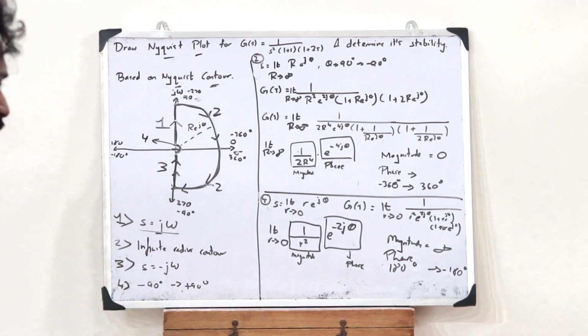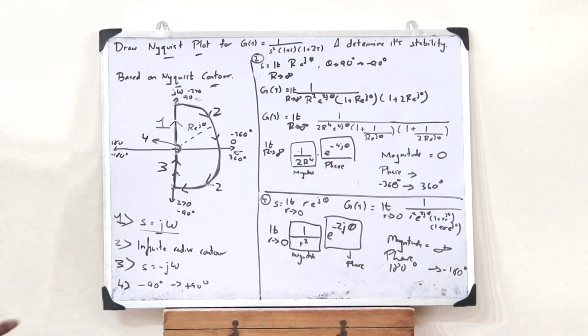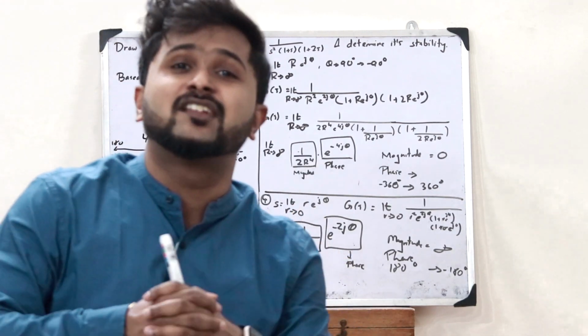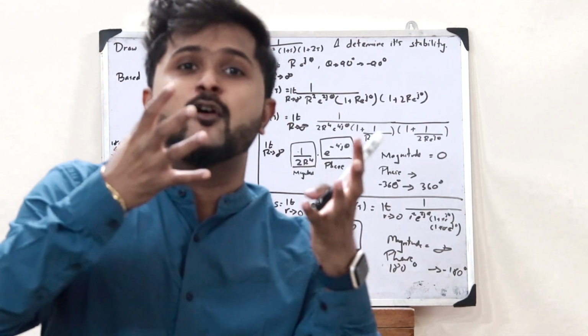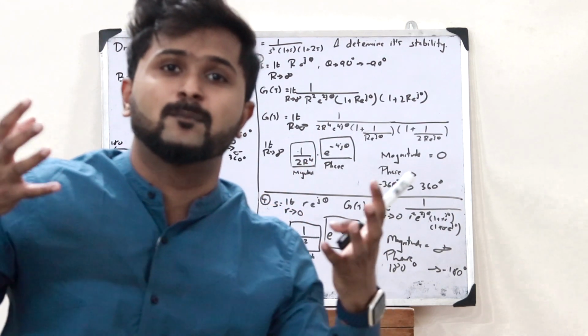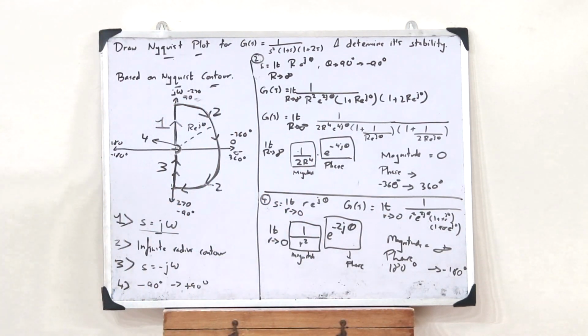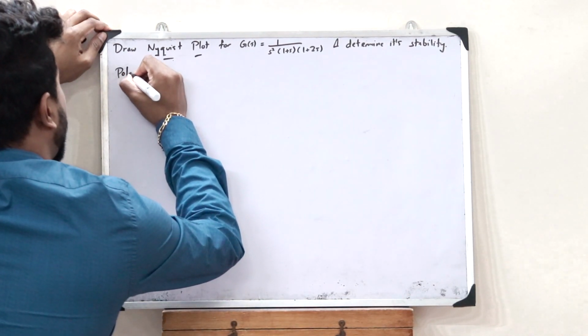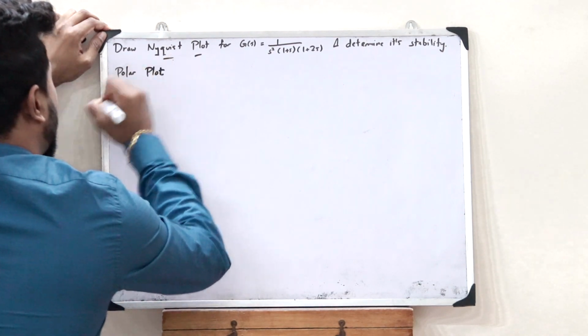So it is based on this that we are going to plot the Nyquist plot over here. In order to plot the Nyquist plot, we have to first obtain the polar plot, and it is from this particular polar plot that we obtain the Nyquist plot. So let us now obtain the polar plot from this. Let us now plot the polar plot over here.